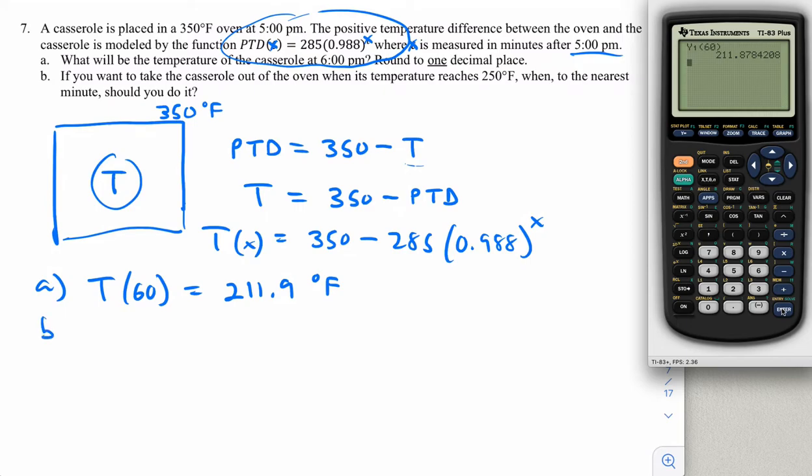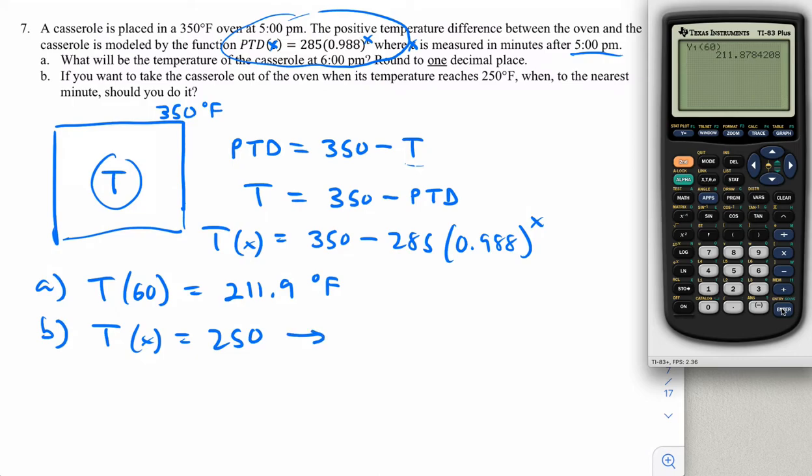Part B. If you want to take the casserole out of the oven when its temperature reaches 250 degrees, so when the temperature T is equal to 250 degrees, when should you do that? When will that be on the clock? First, we'll figure out what's the value of x such that T of x is equal to 250.